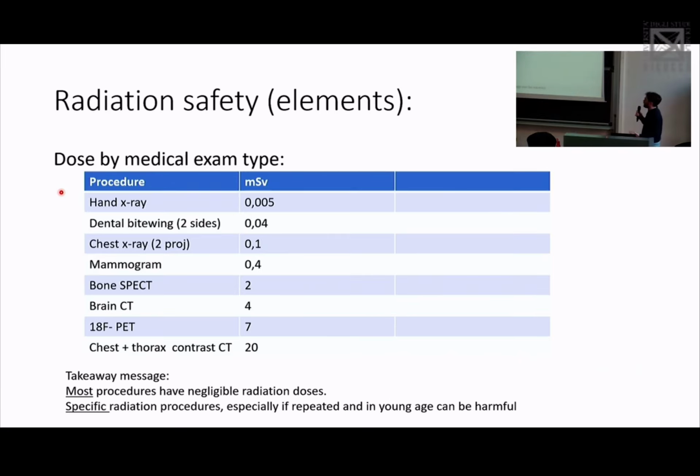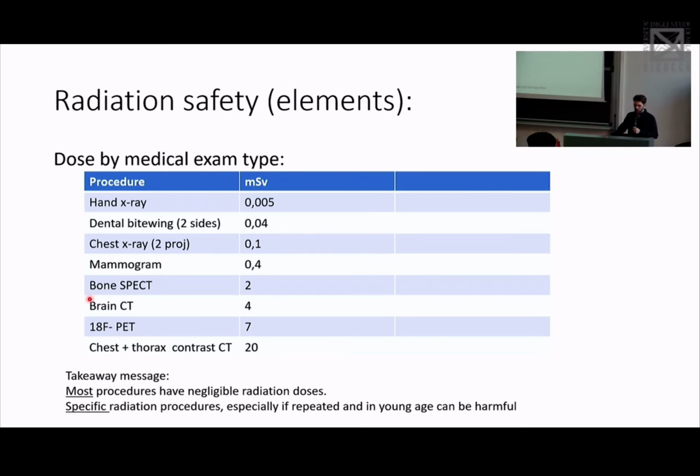How much do we get with a medical exposure? It depends, really a lot. If you do an X-ray of the hand, you get 0.005 millisieverts, so nothing for any practical purposes. The typical bitewing exposure done by the dentist is 0.04. A chest X-ray is 0.01 as compared to the 6 of your natural exposure, a mammogram 0.4.